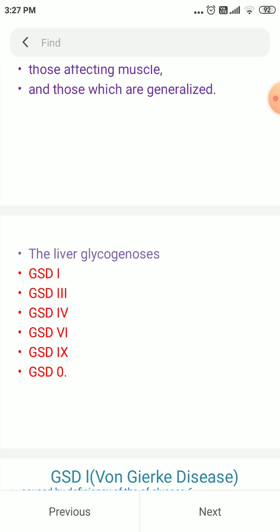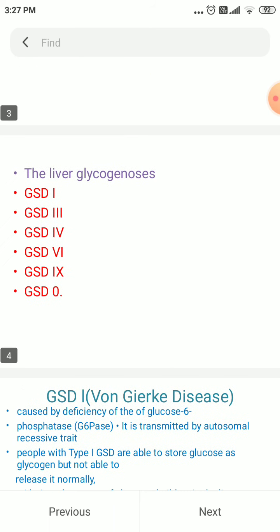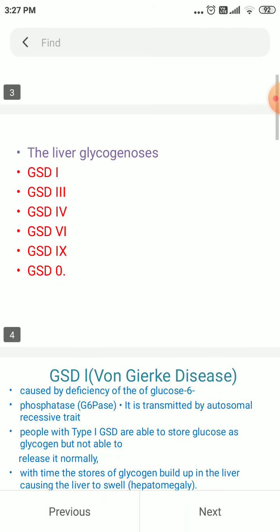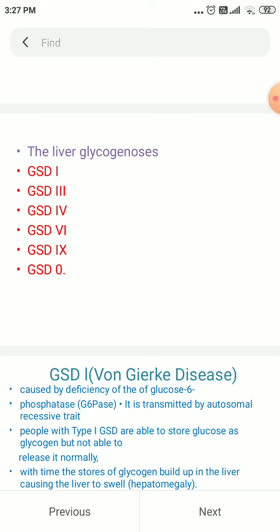Glycogen storage disease 0 also, right? That is a primary one which we can see here. Glycogen storage disease 1 is also called von Gierke's disease. Please note it down. This is a very important disease. They have asked about it many times in the exam.